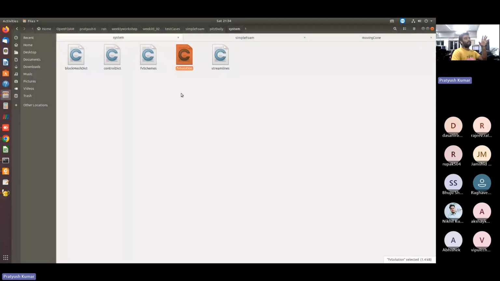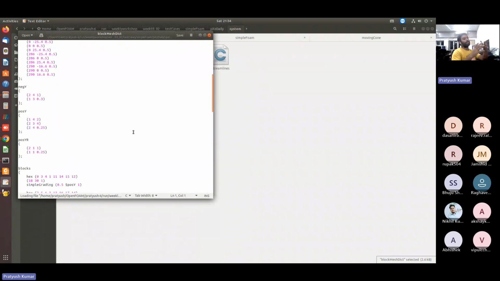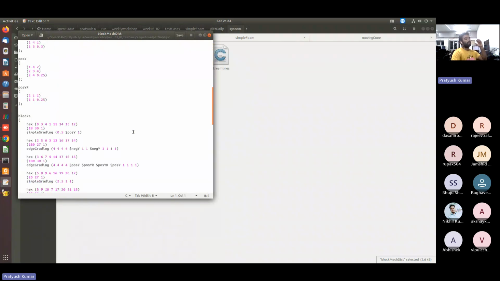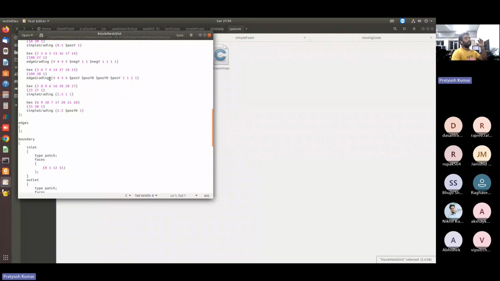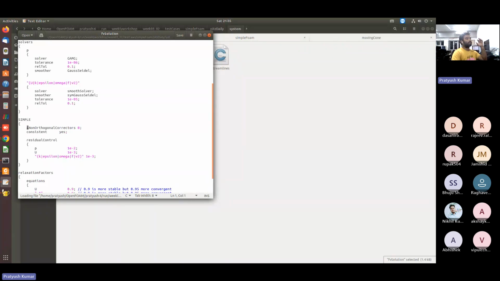Since this example is a pitzDaily example and it is using the utility blockMeshDict, the mesh is going to be hexahedral, so there is not going to be an issue of orthogonality. That is why there is no requirement of giving a value here; this non-orthogonal corrector is given as 0. Because each cell has a hexahedral mesh, no correction is required. But if you are getting a mesh from some other software, then your mesh might have a non-orthogonal problem. In that scenario, you are going to give some value. Generally this value should be around 2.